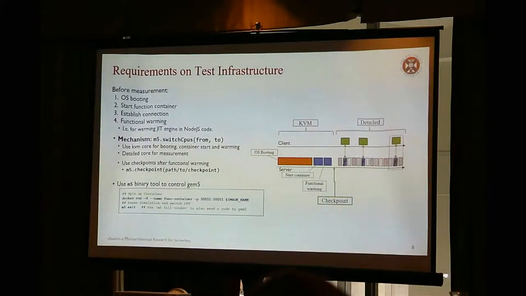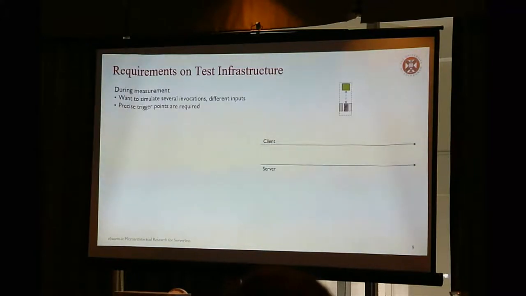And yeah, you can use the M5 binary to control this process, because to identify where you take checkpoints, where you switch your CPUs, and all the things. Okay, and now during the measurements, often what we want is to simulate several invocations with, for example, different inputs. But because these functions are so short, we need more precise trigger points.